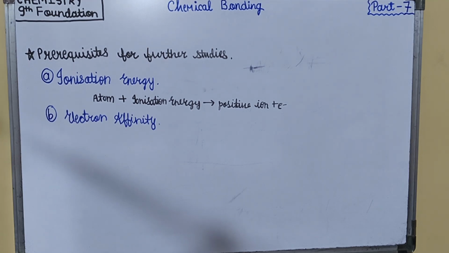So, the energy released when an electron is added to a neutral gaseous atom is called electron affinity. I will repeat, the energy released when an electron is added to a neutral gaseous atom is called electron affinity. Significance: electron affinity is the measure of the ease with which an electron can be taken by an atom. The more the electron affinity of an atom, the greater is the ease with which it can gain electrons.